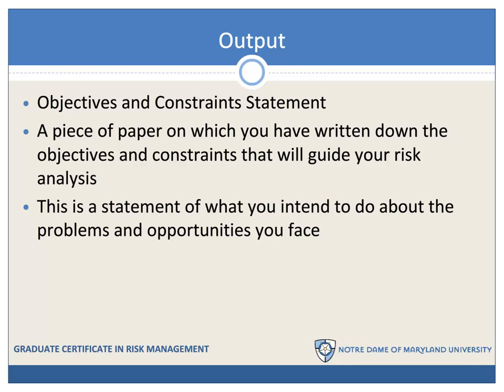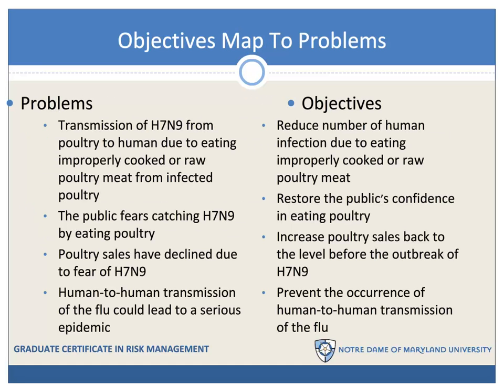Once again, and for emphasis, the output of this task is to develop a written objectives and constraints statement. It's a piece of paper on which you have literally written down the objectives and constraints that will guide your risk analysis process and your risk management activity. It's a statement of what you intend to do about the problems and opportunities that you face.